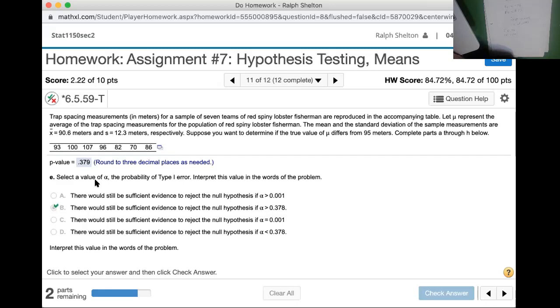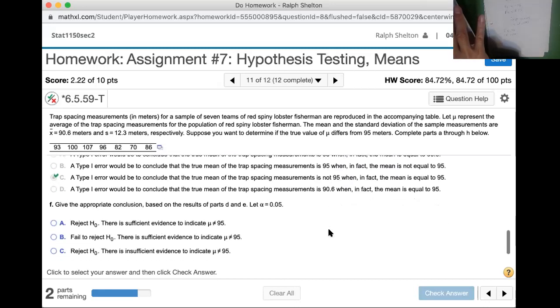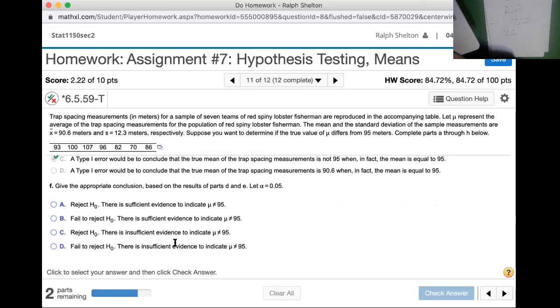So we have the case here. If alpha is bigger than or equal to this p-value, we are rejecting. That's all we need from that. So we know we're rejecting. There's two answers that say reject.